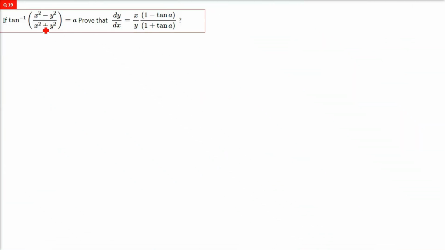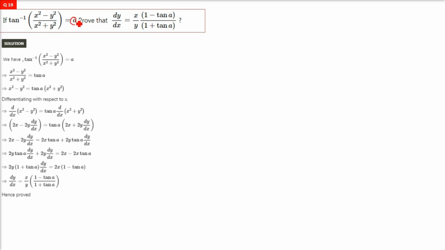If tan inverse of (x square minus y square) by (x square plus y square) is equal to a, we have to prove that dy by dx is this. Now we have a constant here. Better is to take this tan inverse to the right hand side, where it will be tan a, and then solve it. Or you can take this x square plus y square also along with this tan a. So the differentiation will be quite easy. And we can see that the answer also is indicating to that only.